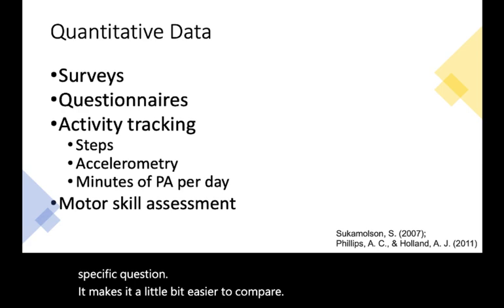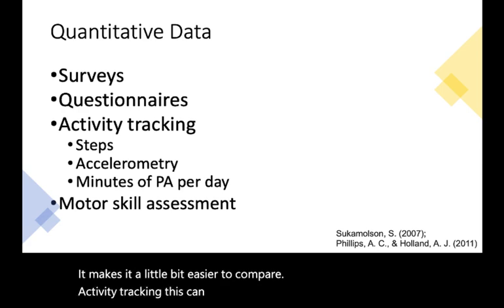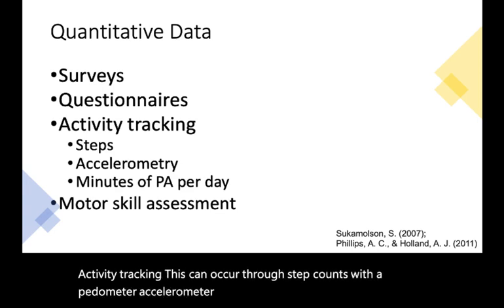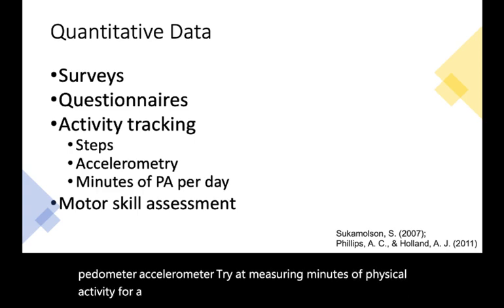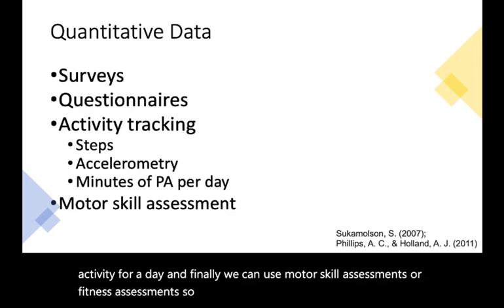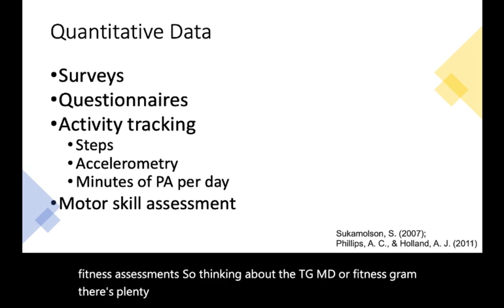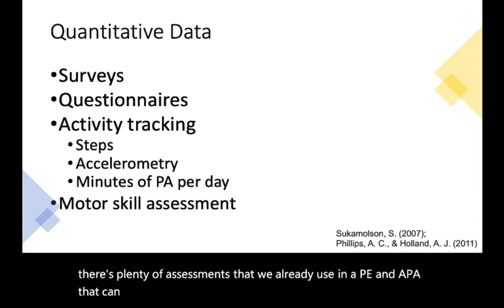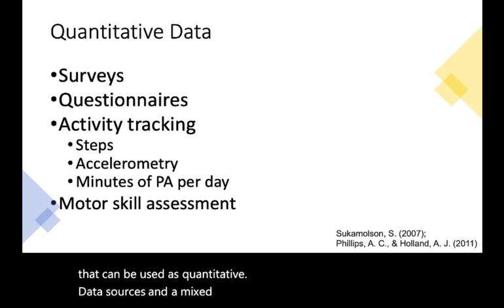Activity tracking can occur through step counts with a pedometer, accelerometry, measuring minutes of physical activity for a day. And finally, we can use motor skill assessments or fitness assessments. So thinking about the TGMD or FitnessGram, there's plenty of assessments that we already use in APE and APA that can be used as quantitative data sources in a mixed methods research study.